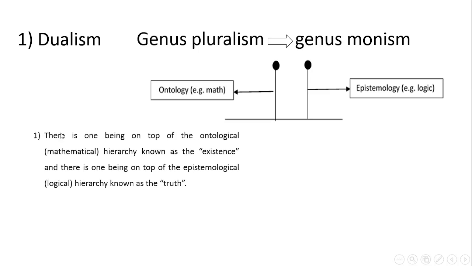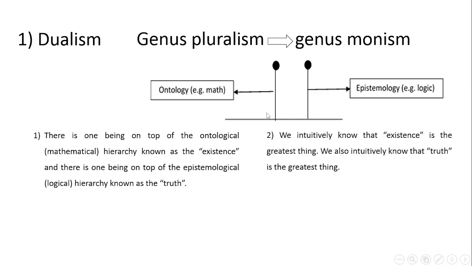As we know, there is one being or thing on top of the ontological hierarchy, known as existence, and there is one being on top of the epistemological hierarchy, known as truth. We can use the term being or thing for both ontology, which is the study of existence and objects, and for epistemology, which is the realm of facts, concepts, propositions, and knowledge. This ability of thing or being to be used equally in both the ontological realm and the epistemological realm means that they can actually be united.